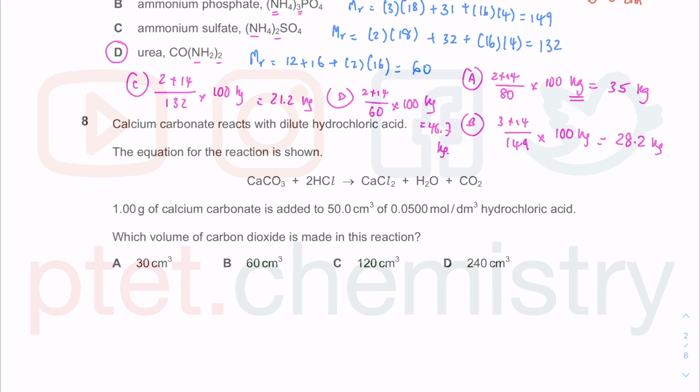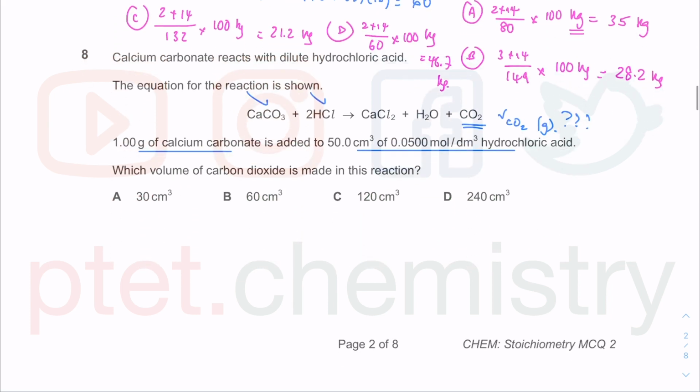So they give you calcium carbonate information, they give you HCl information. They want to know what is the volume of the CO2, which is a gas. This question is really trying to trick you. Which information do you use, this or this, to work out the volume of carbon dioxide? You really must work out which one is limiting, which one is completely used up, and which one is in excess and not completely used up.